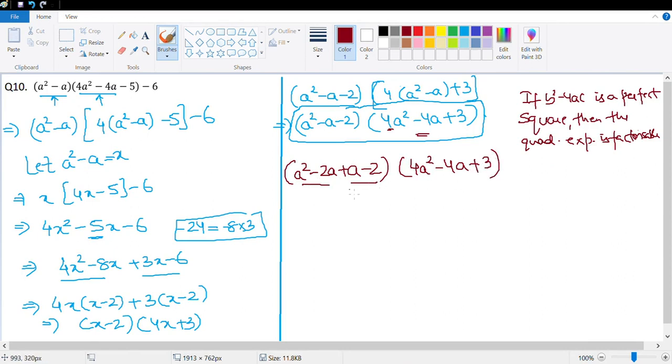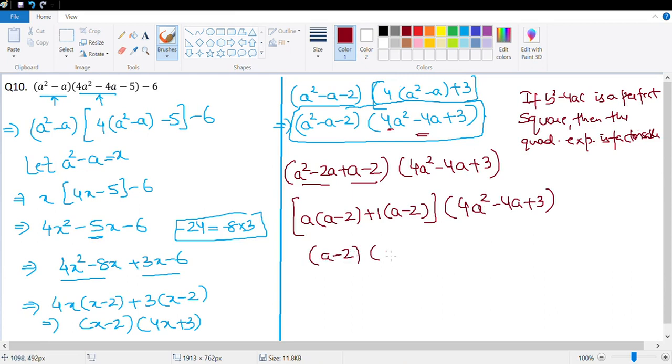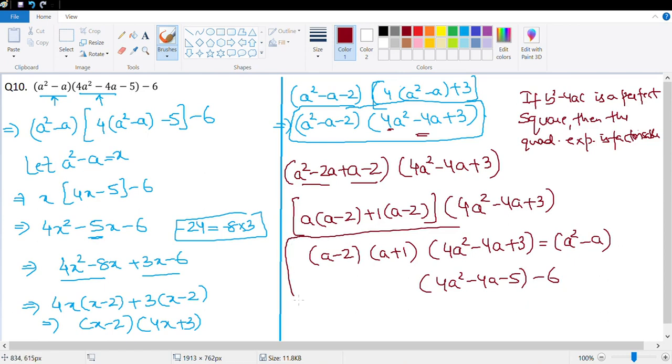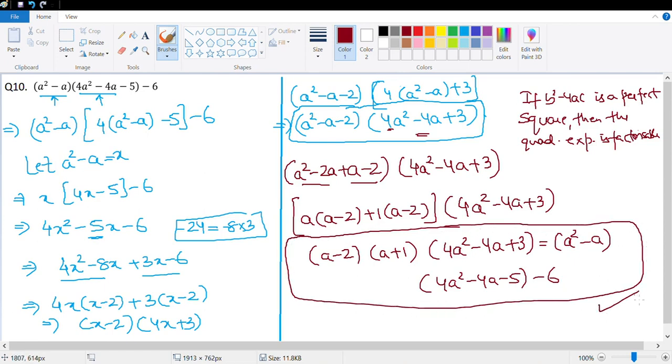Now grouping it the way I've underlined, we get a times a minus 2 plus 1 times a minus 2. That's our first big bracket. And here we have 4a square minus 4a plus 3. So this becomes a minus 2 times a plus 1 multiplied with 4a square minus 4a plus 3. And this is equal to a square minus a multiplied with 4a square minus 4a minus 5 minus 6. So that's the way to represent our final answer. Done. Let's look at the next question.